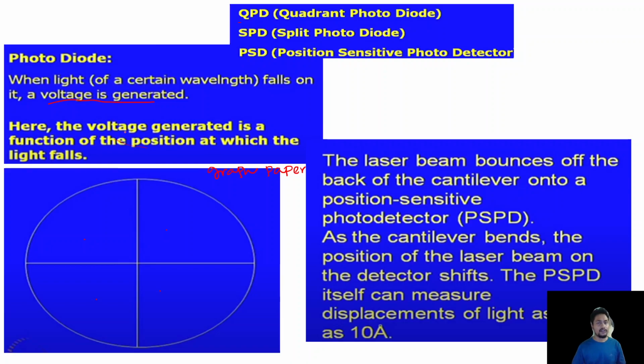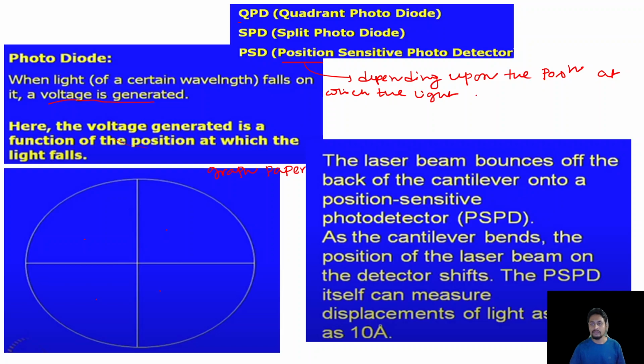So normally in a photodetector, whenever light falls, a voltage is generated. Now, what does position sensitive mean? It means that depending upon the position at which the light falls, the voltage that is generated changes or is going to be different.